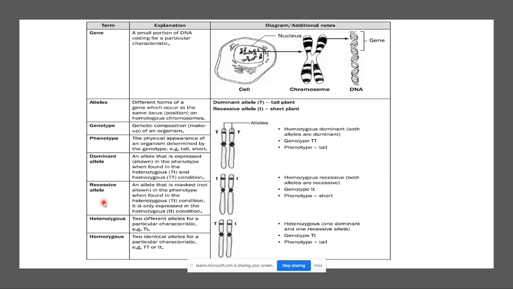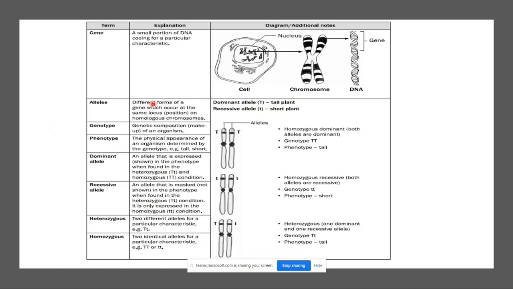A recessive allele means that allele that is not shown. We say it is masked. It is covered. It is there, but you cannot see it. So you will still carry a recessive allele, but you just cannot see it in the phenotype in the heterozygous condition. But remember, you can see it if it's in the homozygous condition. I hope this makes sense. I think here's where learners, if you do not understand these concepts, find it very difficult to understand the rest of genetics.